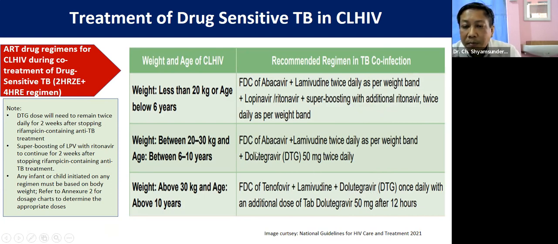Then the FDC between these 20 to 30 kilo and 6 to 10 years, FDC of abacavir, lamivudine twice daily as per weight band, and dolutegravir 50 milligram twice daily. And for above 30 kilo and above 10 years also, same thing. Here we give an additional dose of dolutegravir 50 milligram after 12 hours.